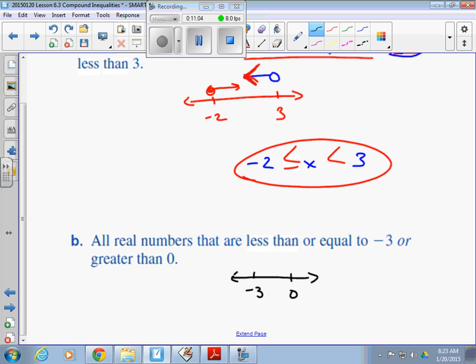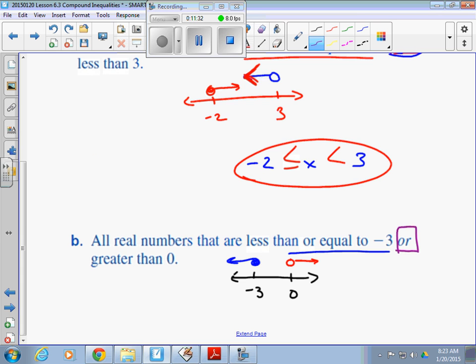Okay, it says all real numbers less than or equal to -3. So a colored in bubble because of the or equal to, less than's everything that way. Then it says or greater than 0, an open bubble because it's not or equal to everything that way. Remember, anytime you see that word or, it could be overlapping, but most of the time it's going to show going in opposite directions like that. So when you write it, it's an or inequality. These are easy for most people.